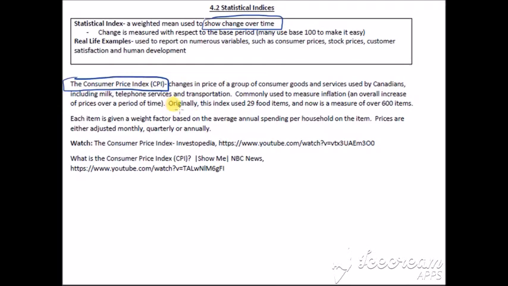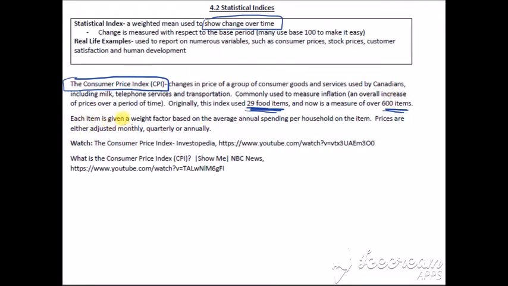Originally this index used 29 food items, but I think that our entire society has completely changed in the last maybe even 50 years, and now it uses over 600 items. And that's just to measure, again, such things as inflation.